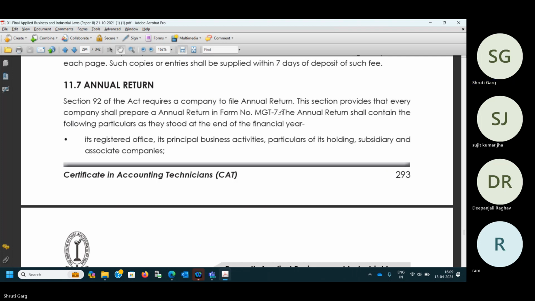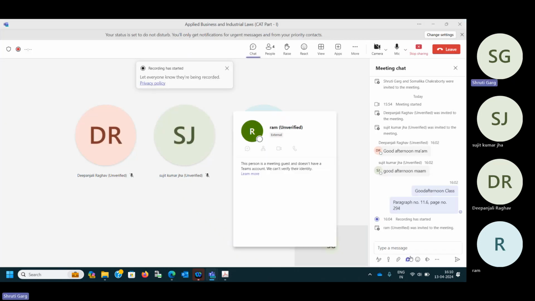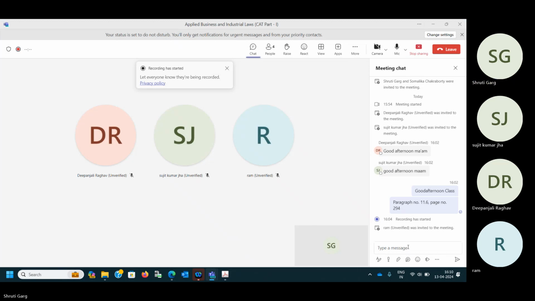See, when a company prepares its balance sheet, it has to file with ROC. ROC means Registrar of Companies. Which form? Form number AOC 4.